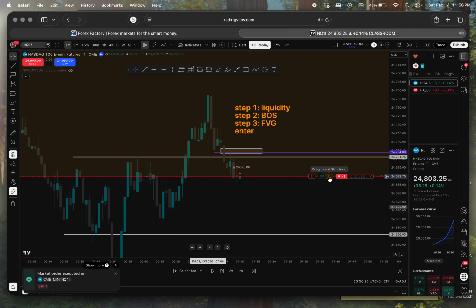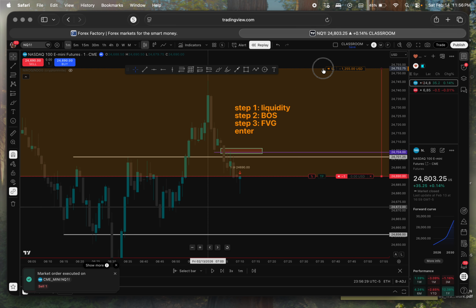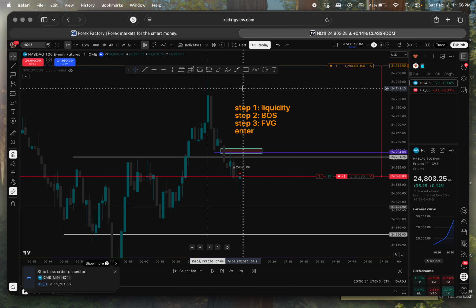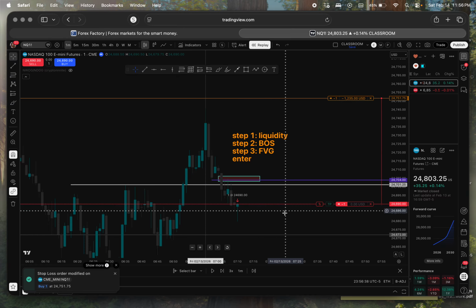I'm going to drag this stop loss, meaning how much money am I willing to lose. I'm going to put it all the way above. I like to put it all the way above the swing high that I have. It doesn't have to be that high, just a little bit high. But I like to put it above the swing high.